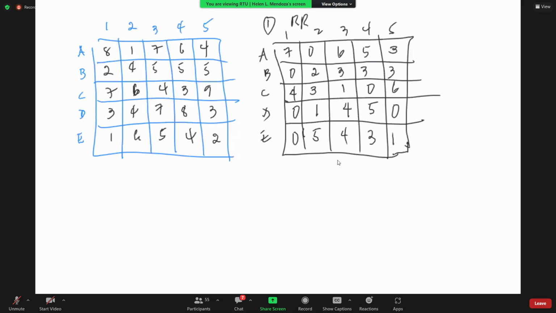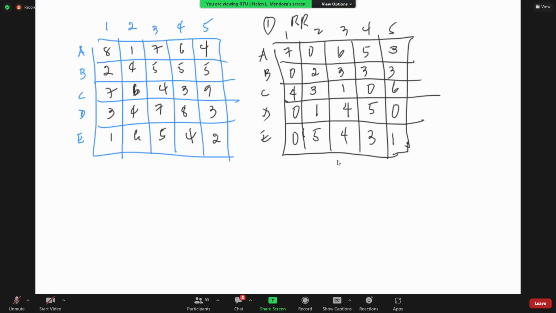So let us check. For row A, 1 is the smallest, so we have 7, 0, 6, 5, and 3. For row B, 2 is the smallest, so we have 0, 2, 3, 3, and 3. For letter C, 3 is the smallest, so we have 4, 3, 1, 0, 6.